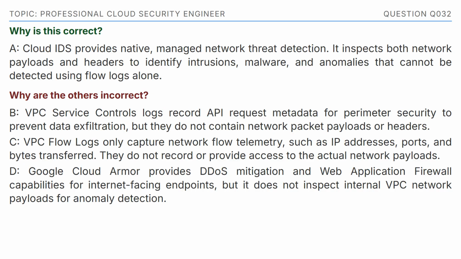Why are the others incorrect? B. VPC Service Controls logs record API request metadata for perimeter security to prevent data exfiltration, but they do not contain network packet payloads or headers. C. VPC Flow Logs only capture network flow telemetry, such as IP addresses, ports, and bytes transferred. They do not record or provide access to the actual network payloads. D. Google Cloud Armor provides DDoS mitigation and web application firewall capabilities for internet-facing endpoints, but it does not inspect internal VPC network payloads for anomaly detection.